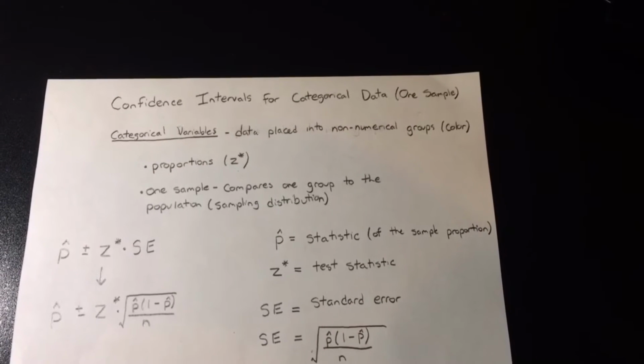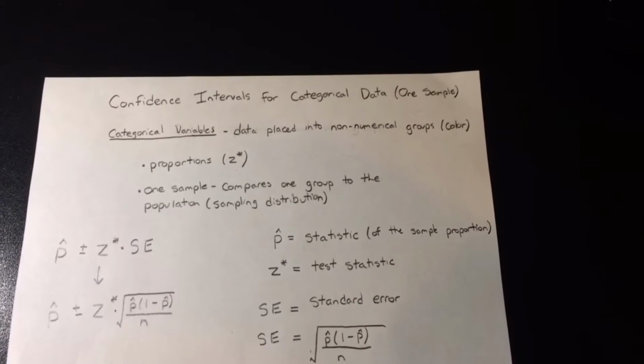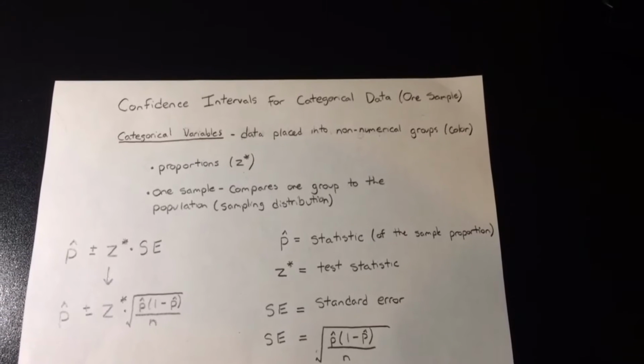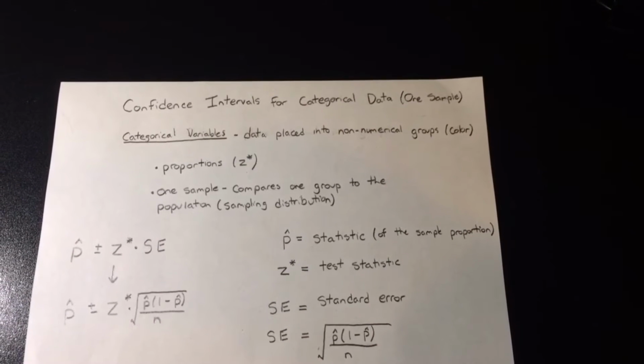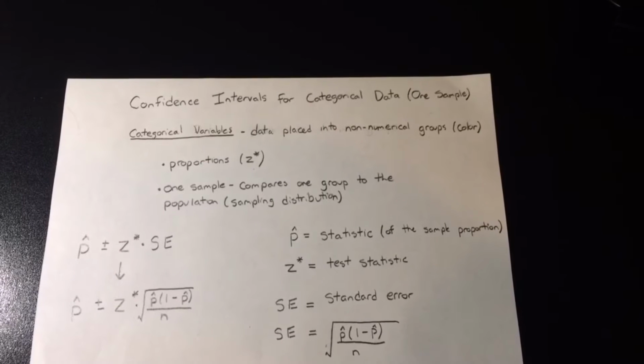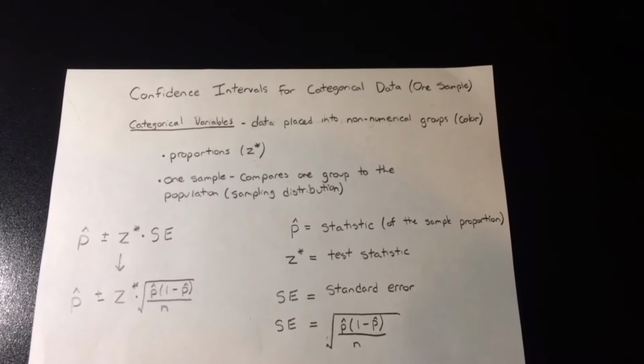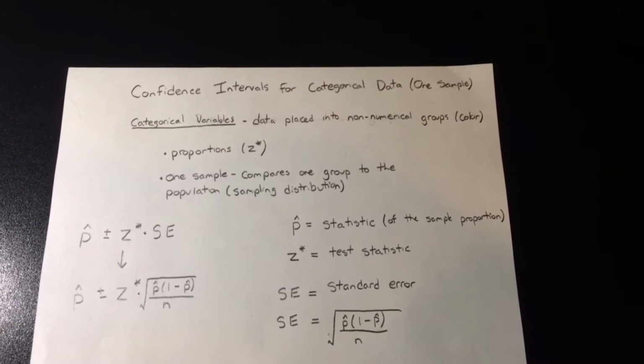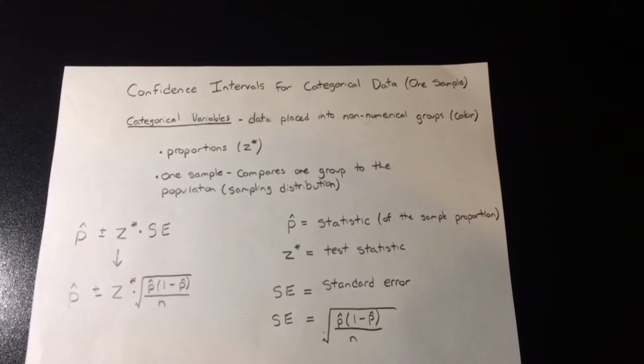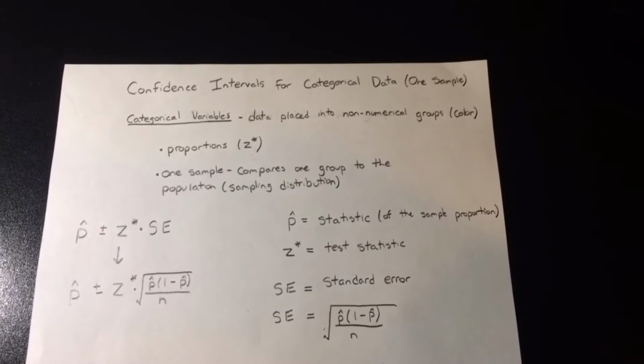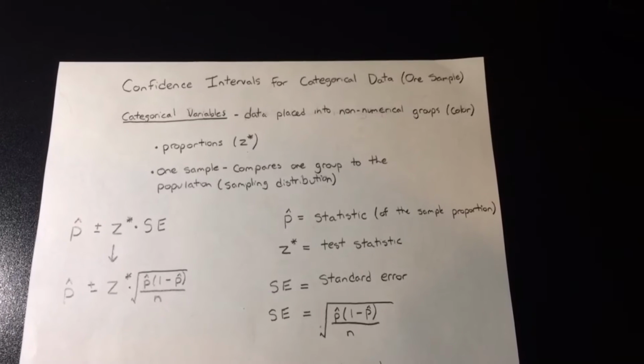Alright, so this is confidence intervals for one sample categorical data. Categorical variables are data placed into non-numerical groups. An example would be color. For these types of problems, we're going to be using proportions, and we'll be using z star. All the data is one sample, so you're going to compare one group to the rest of the population.